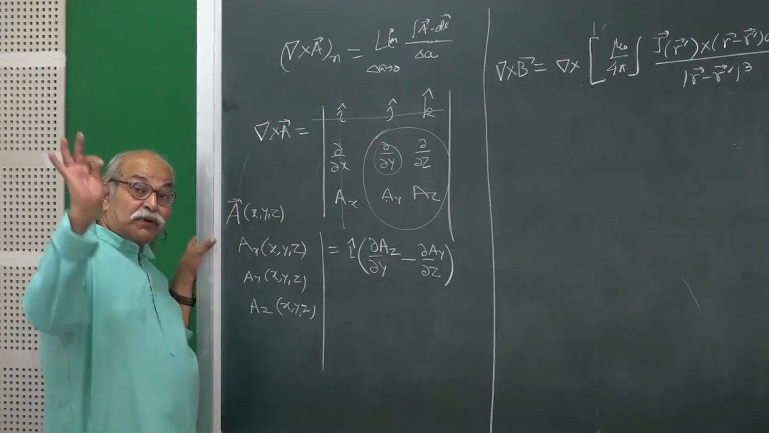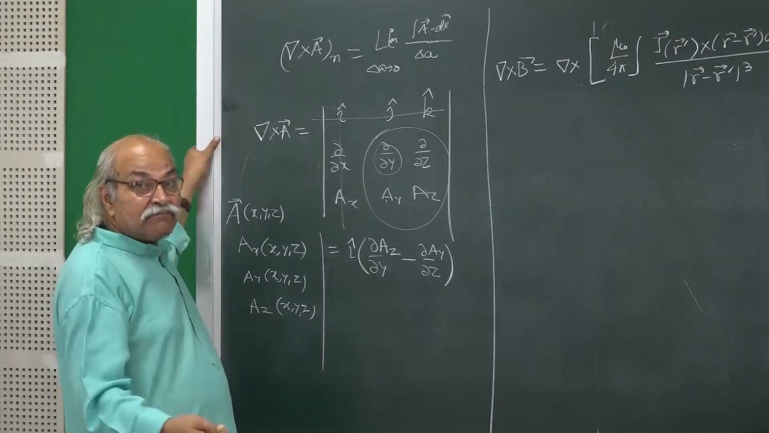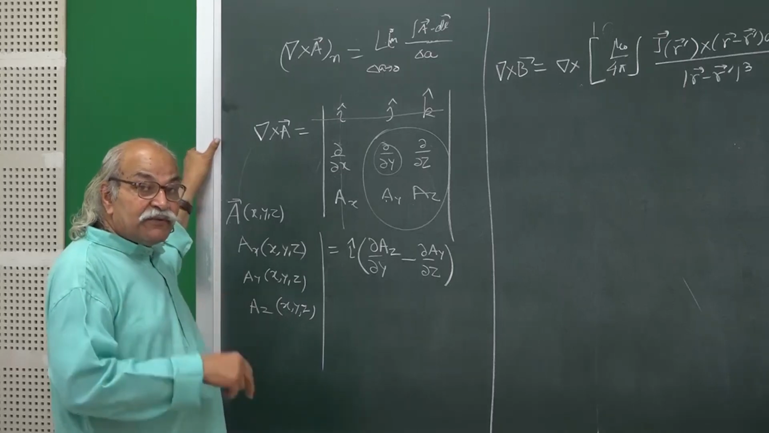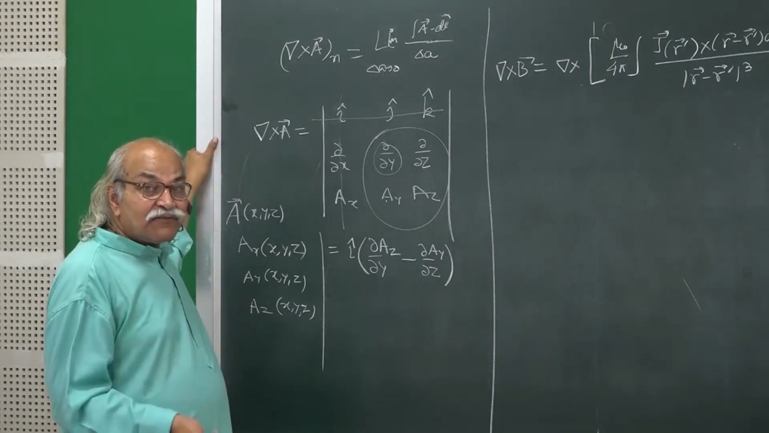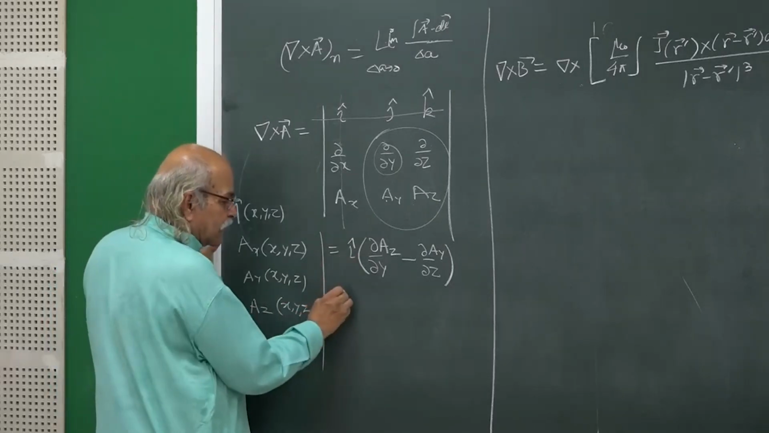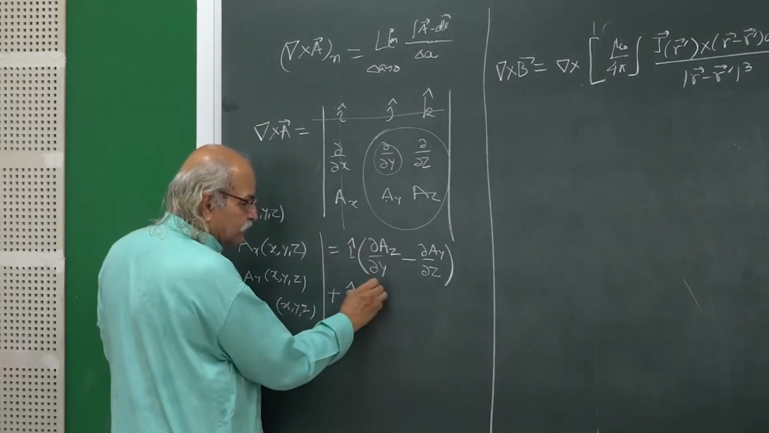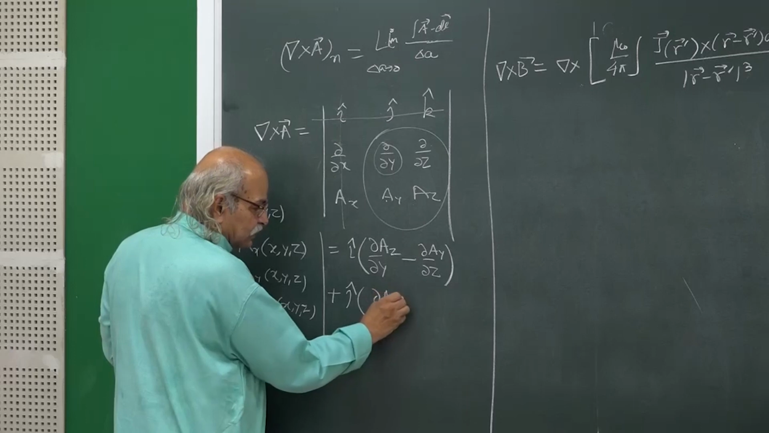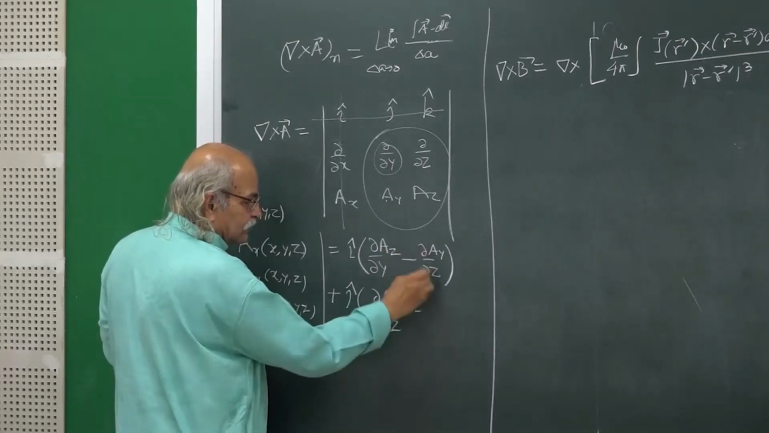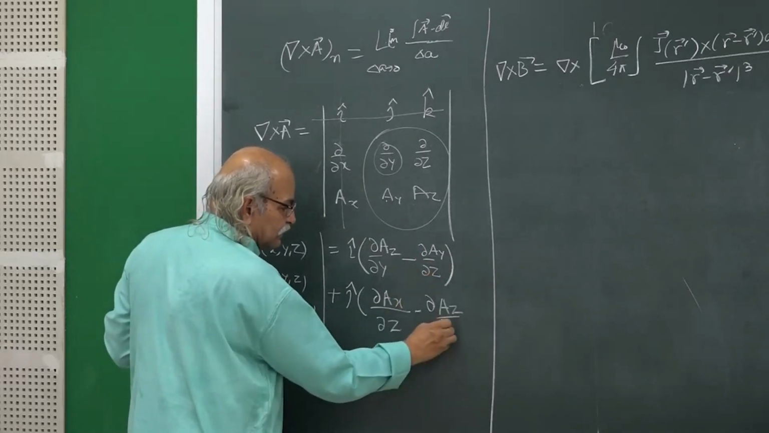and then do a cyclic permutation. What is cyclic permutation? i cap will become j cap will become k cap will become i cap, x will become y will become z will become x. That is cyclic permutation, and therefore, plus j cap, i cap becomes j cap, del Az, this will be x, z becomes x, y becomes z, so minus del Ay, so it will be Az and del z, so it will be del x.